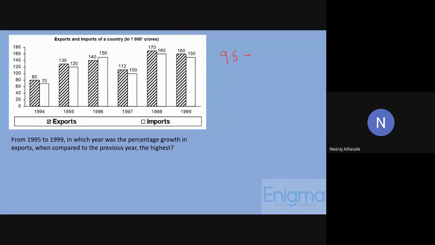Why 40 by 80? Export का it would be 50 by 130. Why? Okay, you are making the difference of 95 and 98. Difference 50 आ गया. Denominator will be 80. Okay, understand, denominator will be 80.